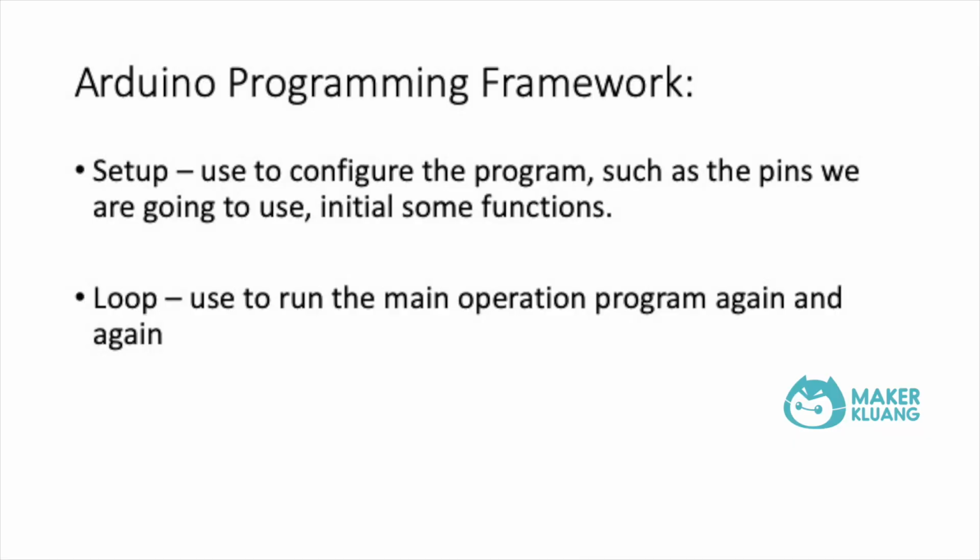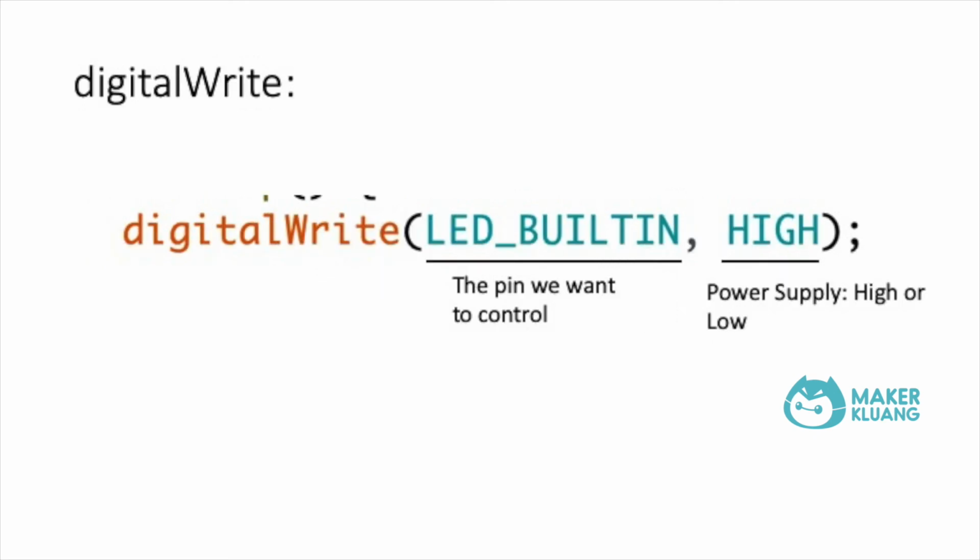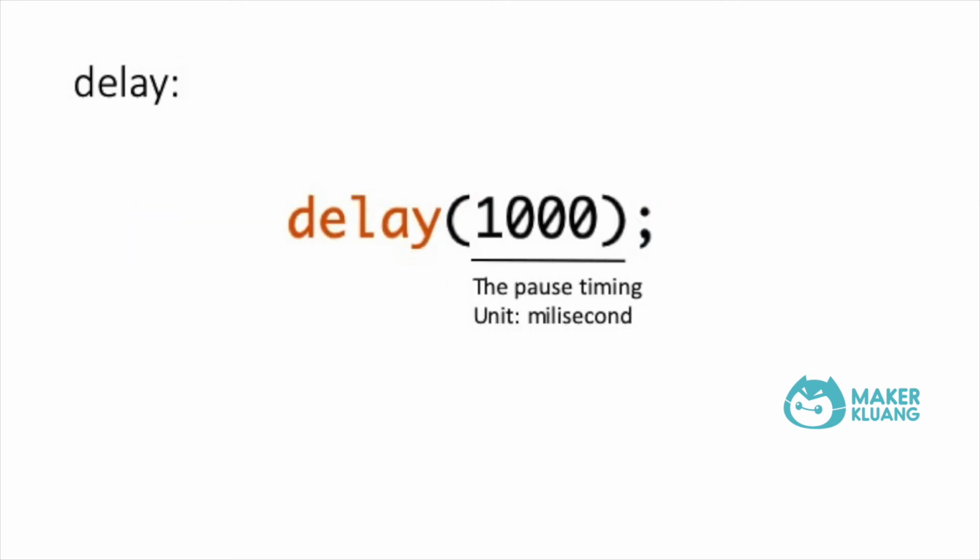In this lesson, we have learned the Arduino programming framework, the setup and loop functions. And then we learned the pinMode function to set up the digital pin role and the digital pin location, such as digital pin 13, 12, 4 or 2. digitalWrite turns the power supply on and off to the selected digital pins, and the delay function pauses the program for a certain time. That's all for this lesson. In the next lesson we are going to learn the serial monitor.